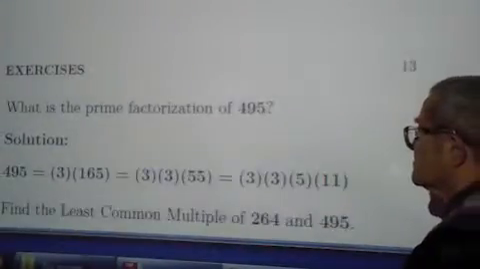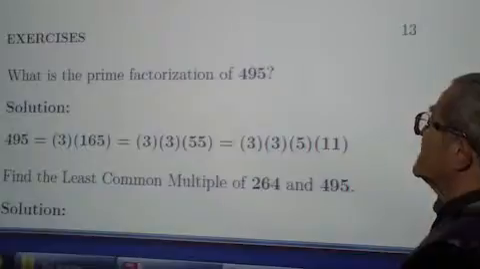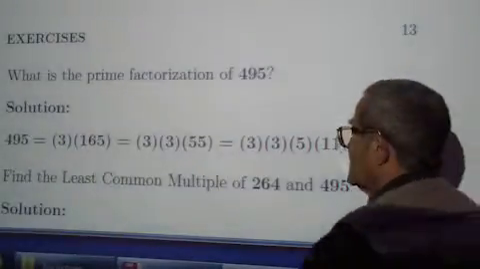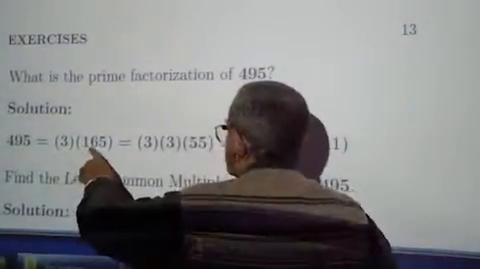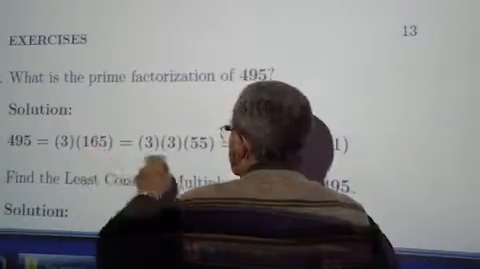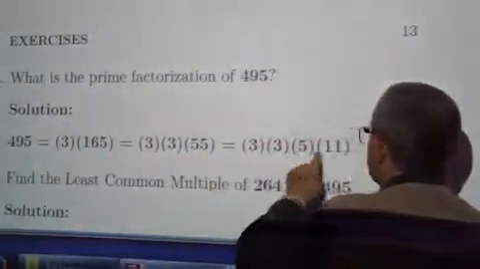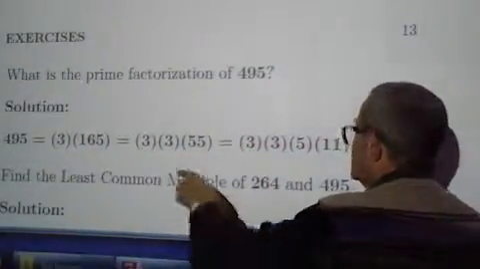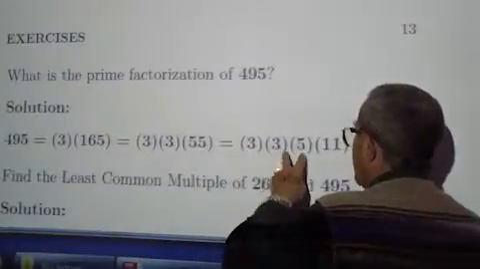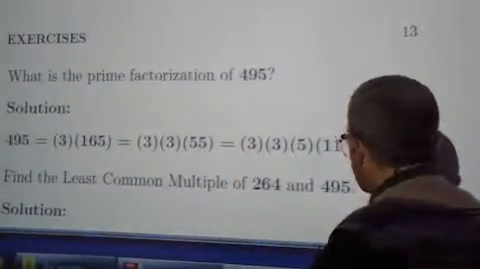I'll do the same thing with 495. I realize I have 3 times this number. 3 goes in here again, that's 55. 55 is 5 times 11. So that's 3 squared times 5 times 11.